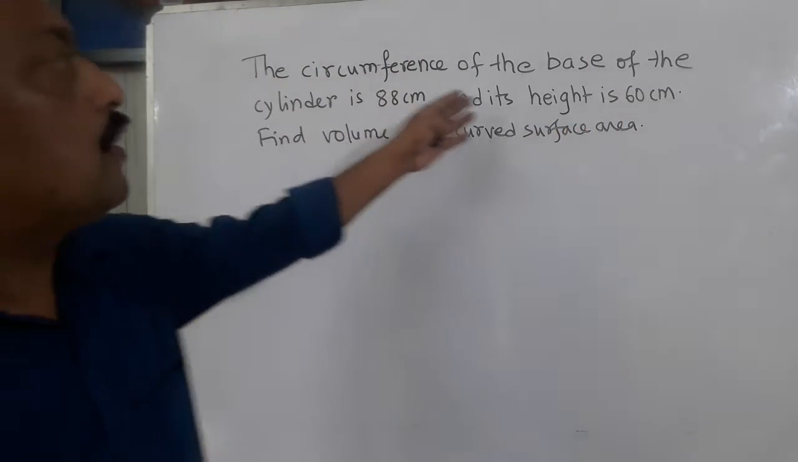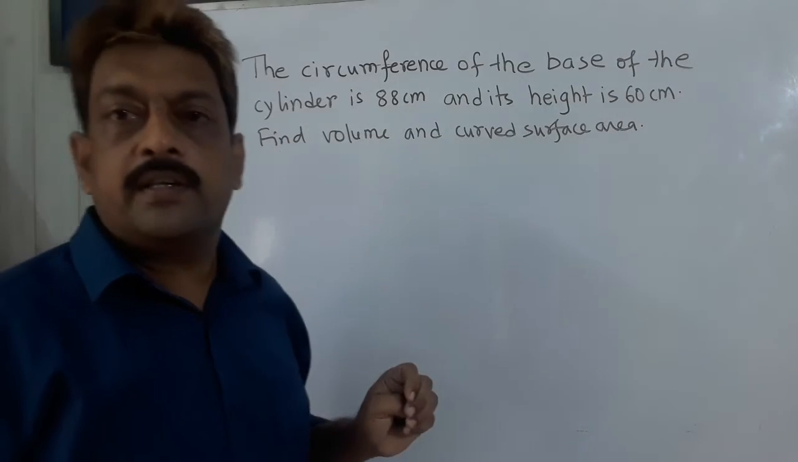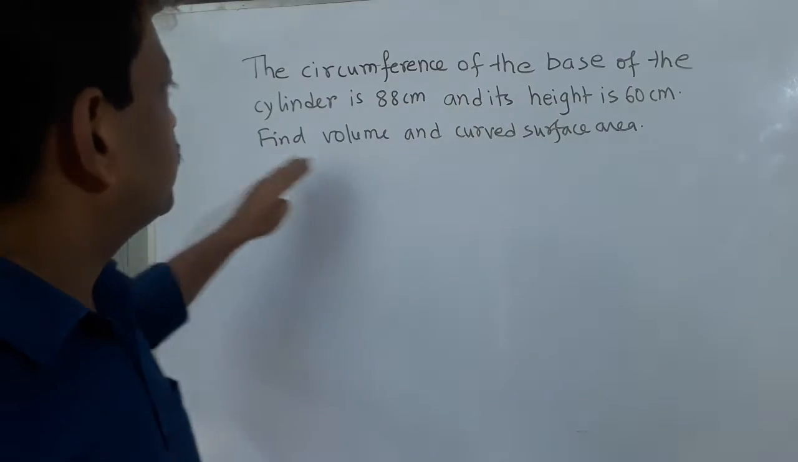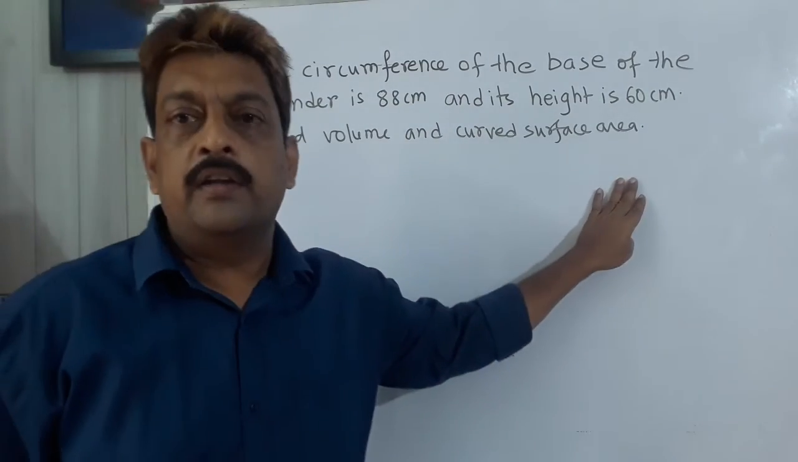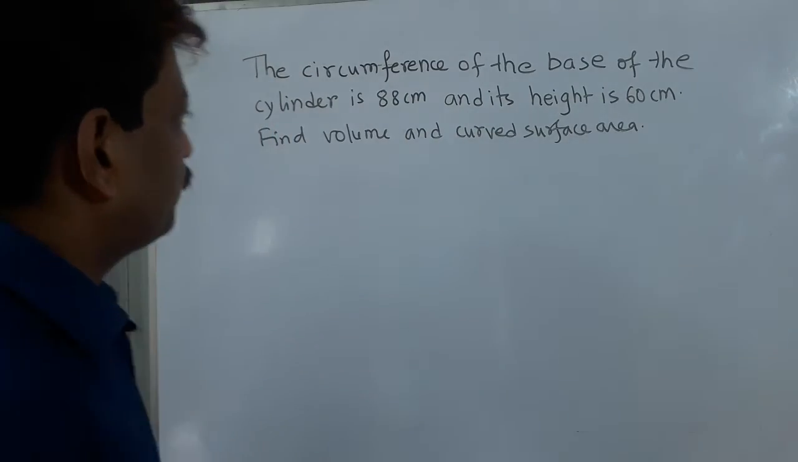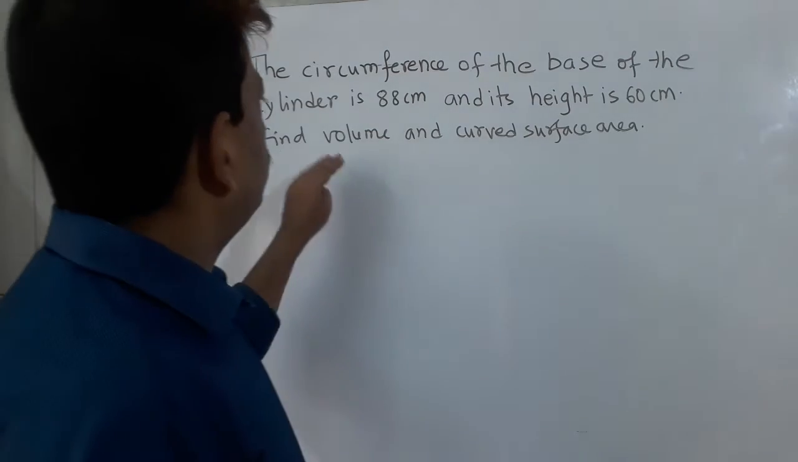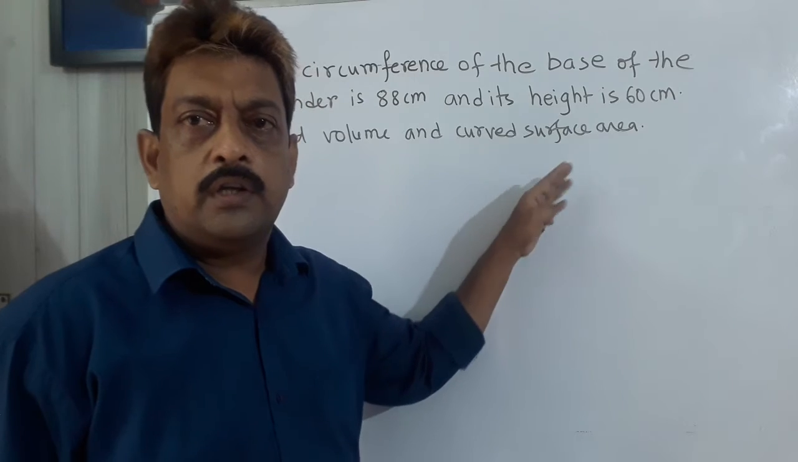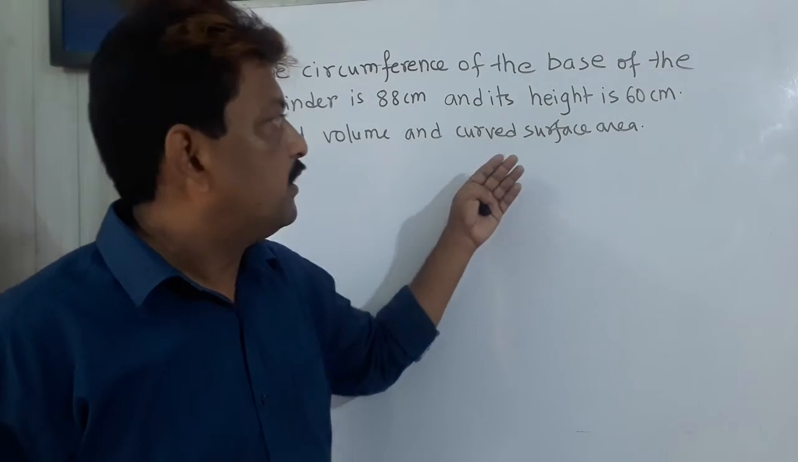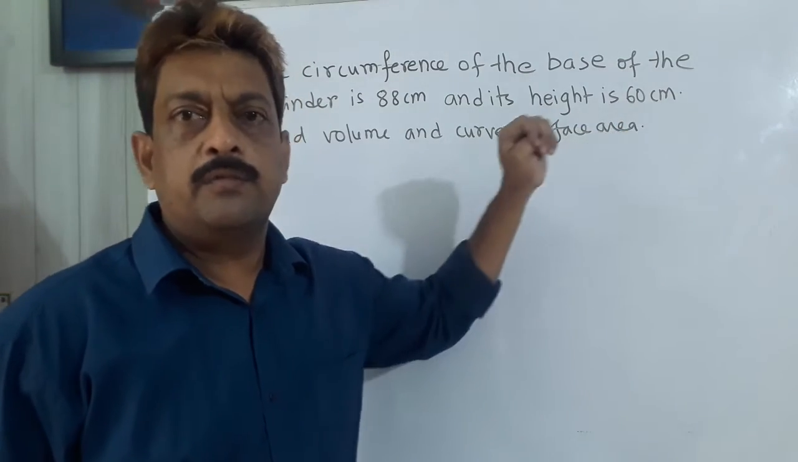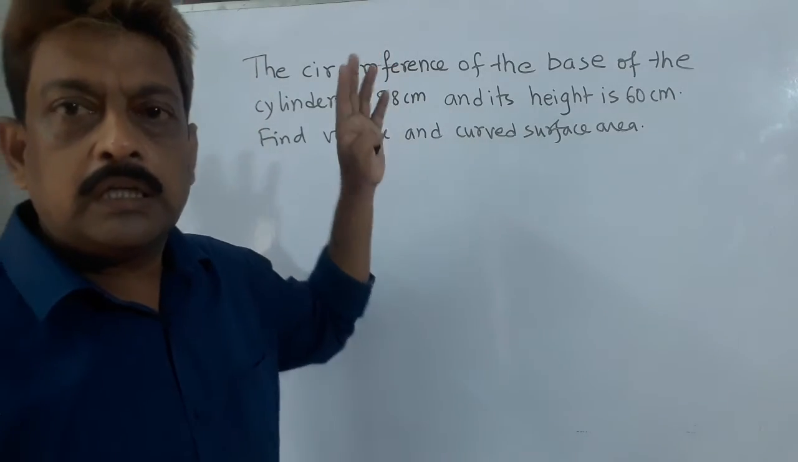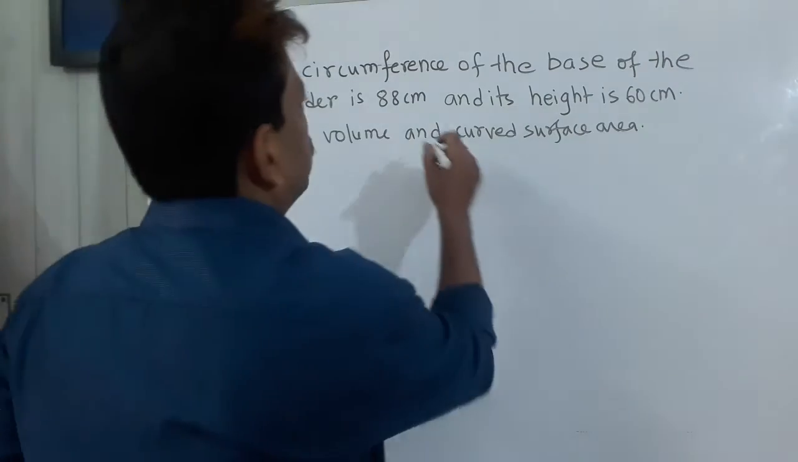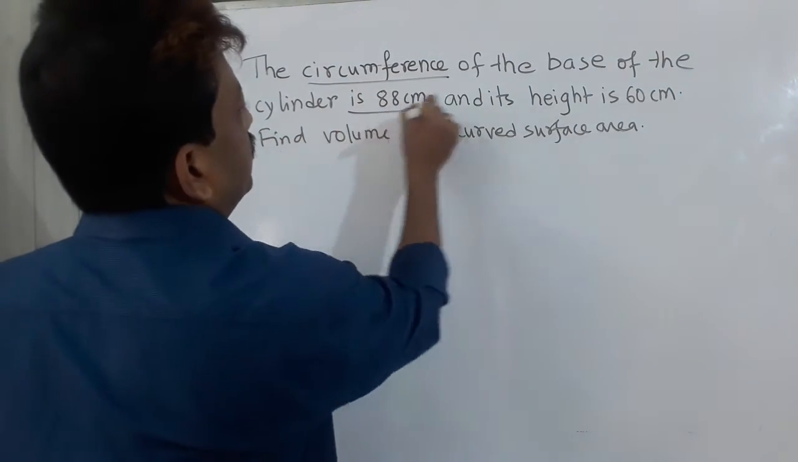The circumference of the base of a cylinder is 88 centimeter and its height is 60 centimeter. Find the volume and curved surface area. Okay. Now here you can see, to find the volume and the curved surface area, we have to know its height and the radius. Though the height is given as 60 centimeter, the radius is not given. But the circumference of the cylinder is given. Circumference is 88 centimeter.